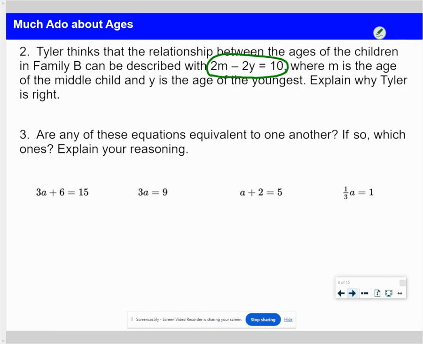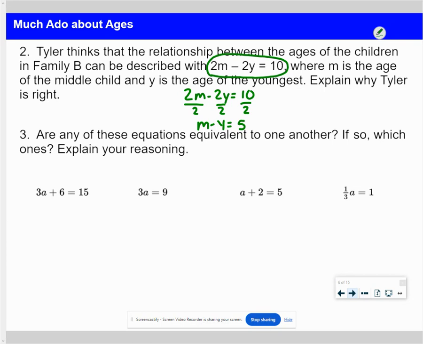What Tyler did really is he multiplied one of our equations by 2. If I take 2m minus 2y equals 10 and divide everything by 2, I divide this by 2, and this by 2, and this by 2, I keep everything balanced because I did the same thing on both sides of the equal sign. I would get m minus y equals 5, and that was one of the equations we had to start with.